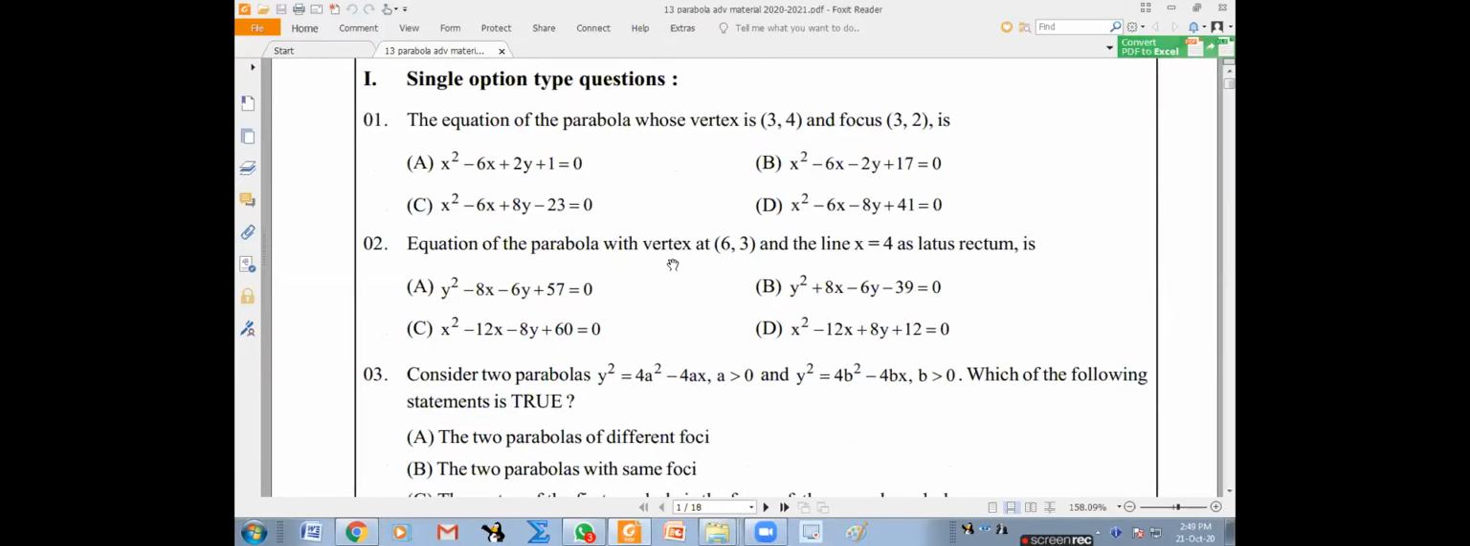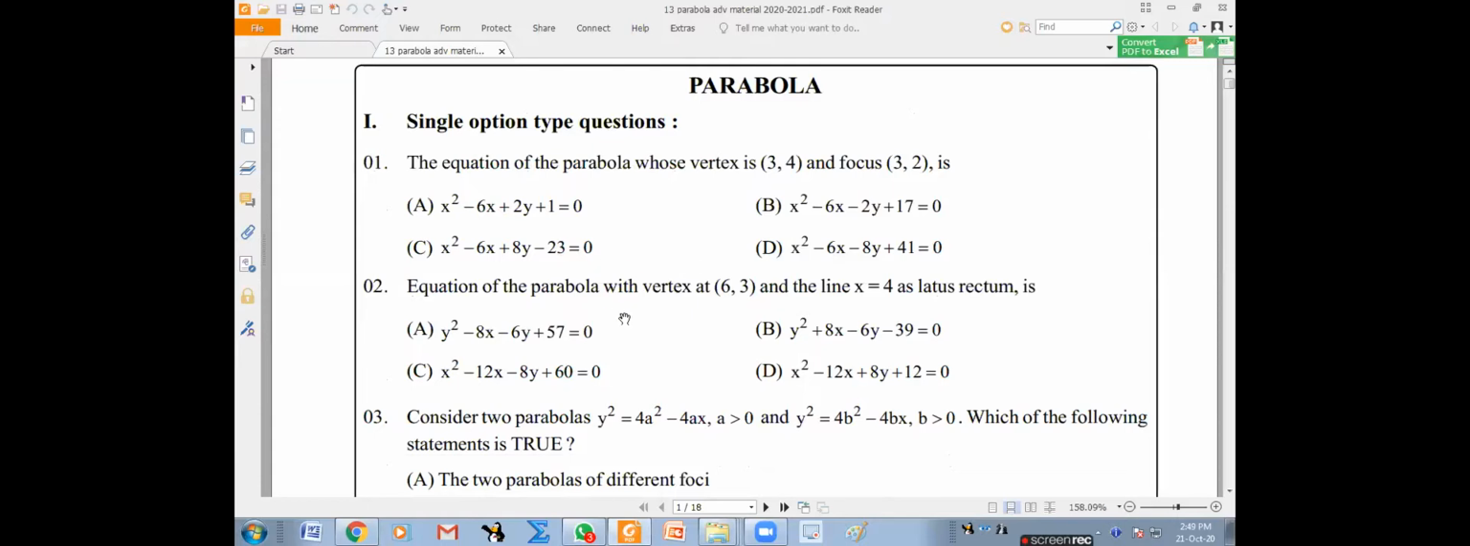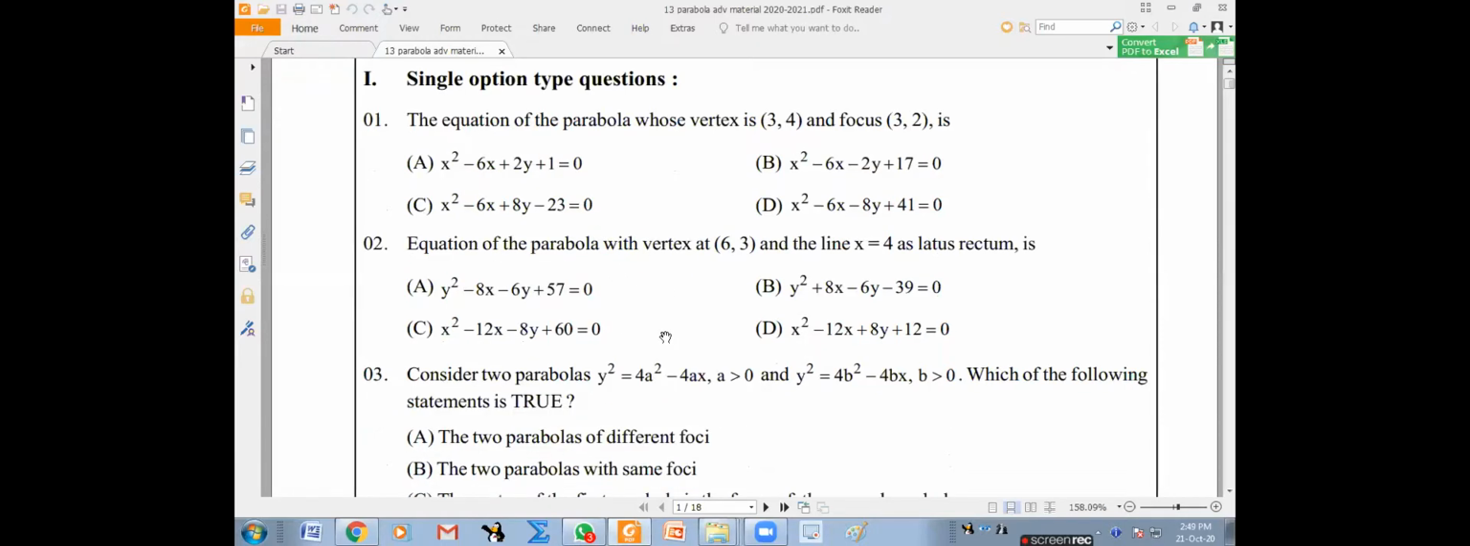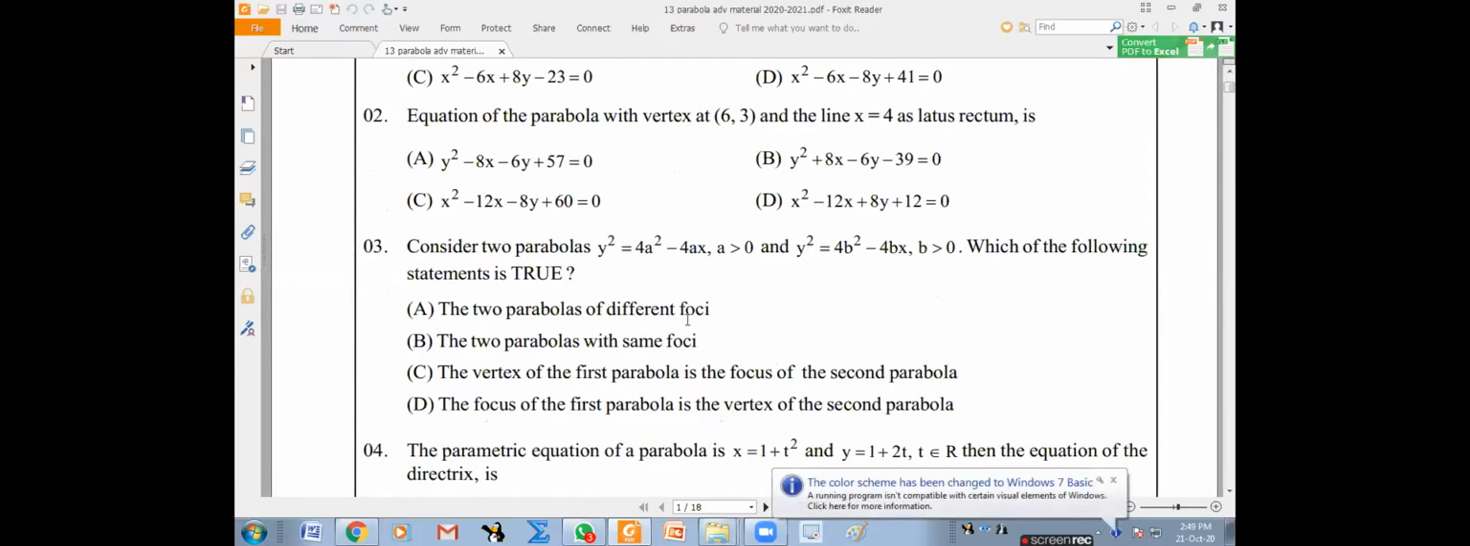Okay, as I said, I would like to do even numbers now, and we can do odd numbers as homework this time. So you can see the second question on the screen. It's very simple. The parabola's vertex is given, latus rectum is given. We have to find the equation of the parabola.